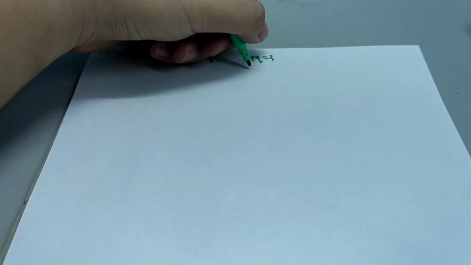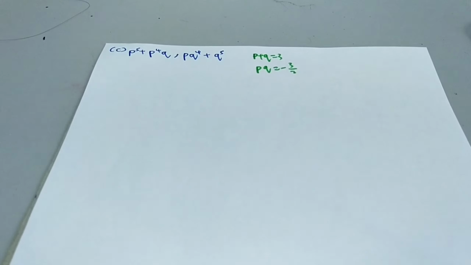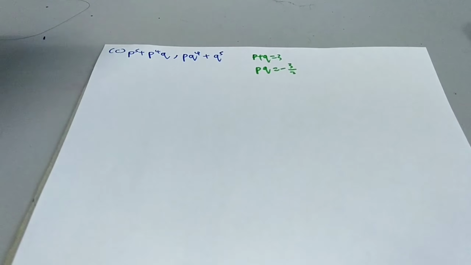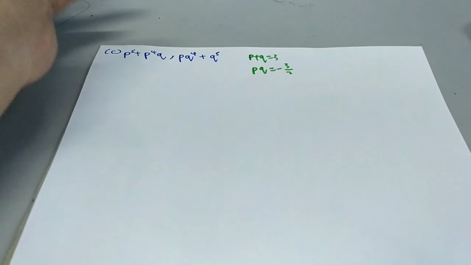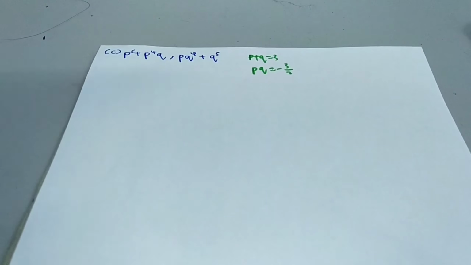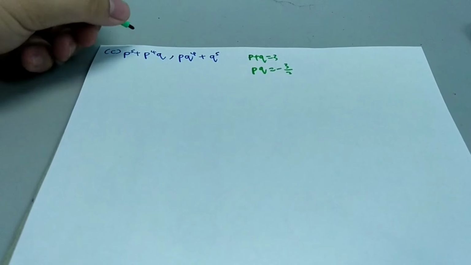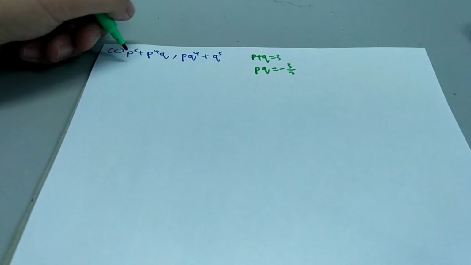Let's recall the sum of roots and the product of roots that we found in the previous video. The sum of roots, p plus q, is equal to 3, and pq is equal to negative 3 over 2. And then as always, we are going to find the sum of roots and the product of roots when we want to form a quadratic equation with the following roots. So in order to find the sum of roots, we are just going to add them together.